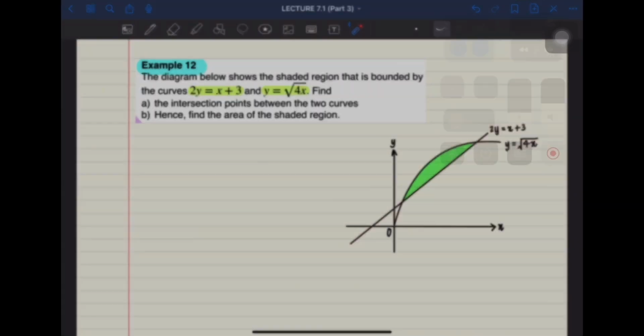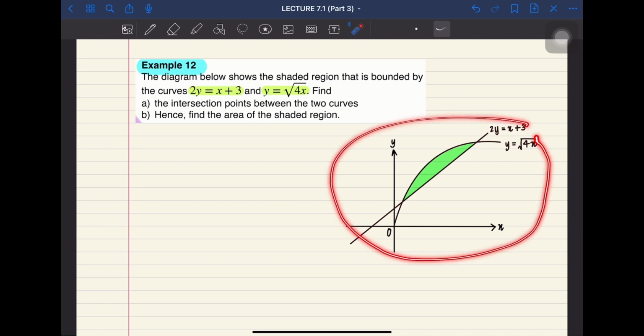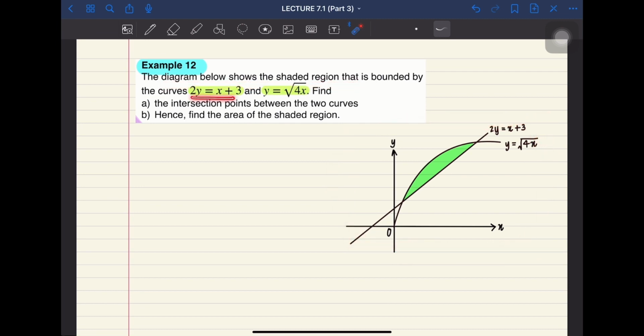Soalan sebelah. Okay, let's continue with example 12. So untuk example 12, actually dia dah tolong lukis dah, cuma tak ada dalam nota awak. So please tambah tolong lukis sendiri. Dia kata the diagram below shows the shaded region. So dia dah tolong lukis sebenarnya. Okay, region yang bounded by this curve and also this curve. So find the intersection points between the two curves. So intersection points tu adalah point yang bertindih ataupun point yang diorang share the same function, which is here and here. So awak kena cari dia punya points.